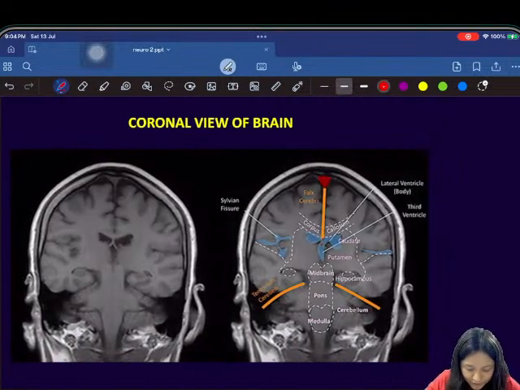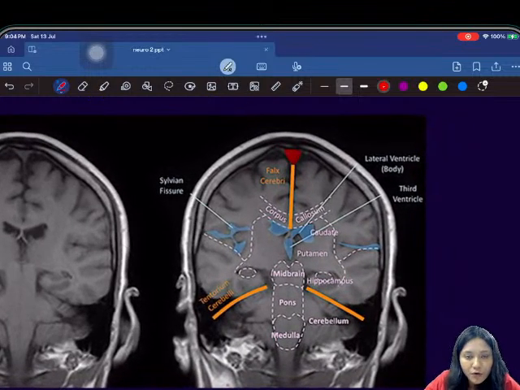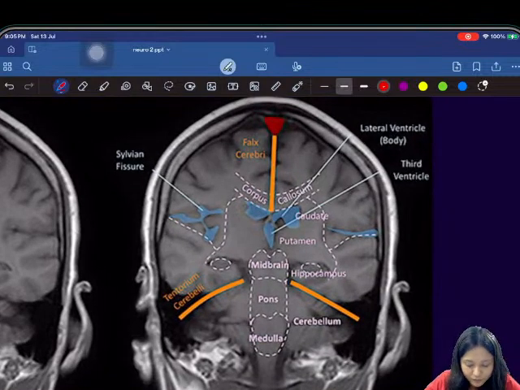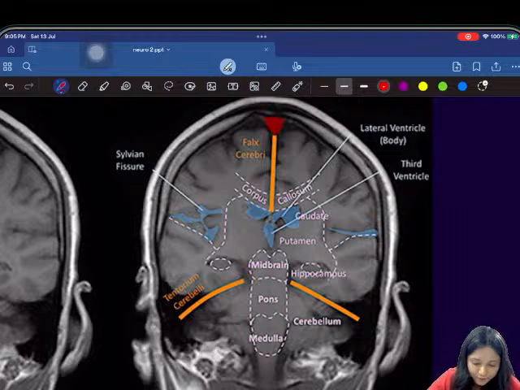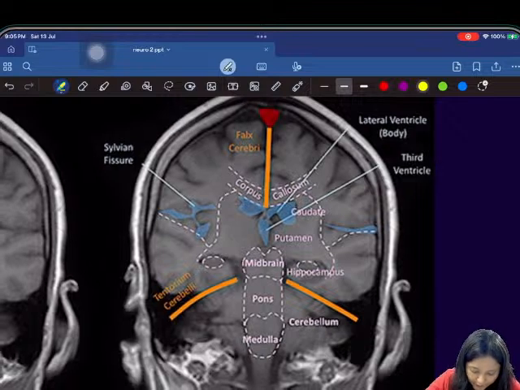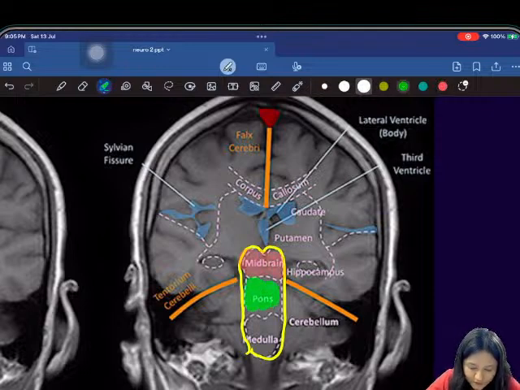Now you can see a view here, that is the coronal view. Next time they might give you a coronal view. In the coronal view, this has been taken from the posterior aspect. You can see that this entire structure is the brainstem, and they might give an arrow on the midbrain. This is the midbrain, this is the pons, and this is the medulla. Below that you have the cerebellum.